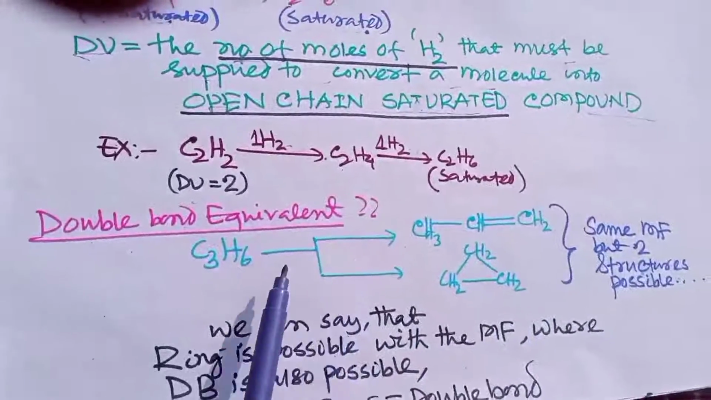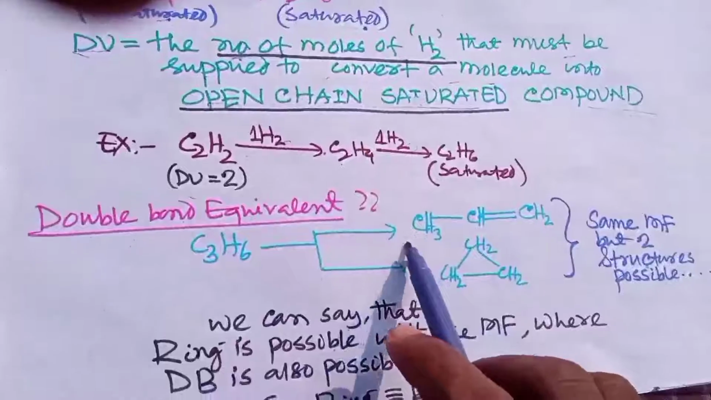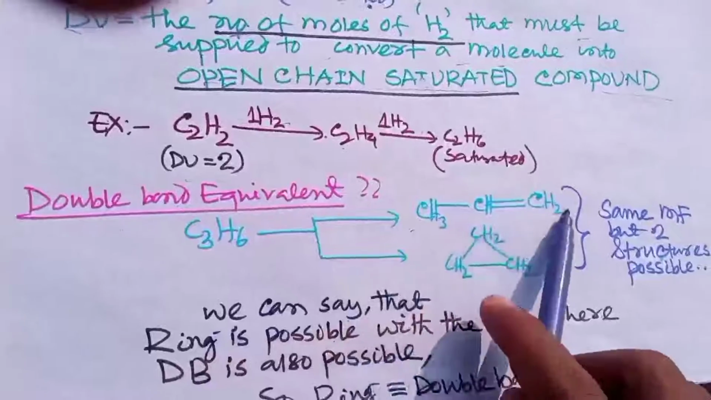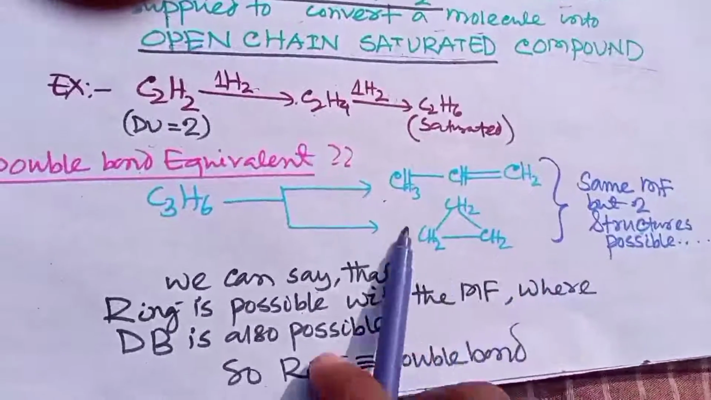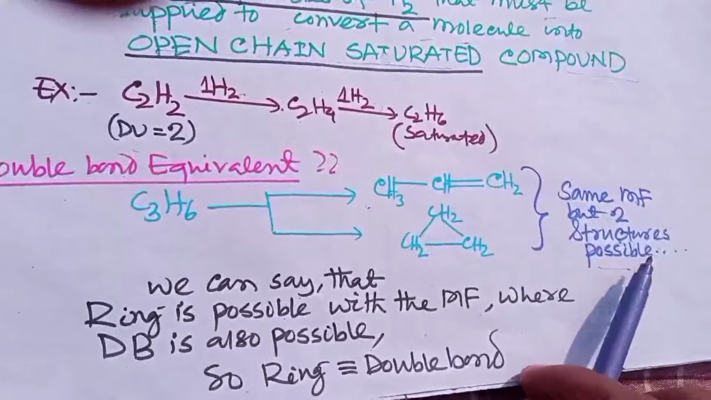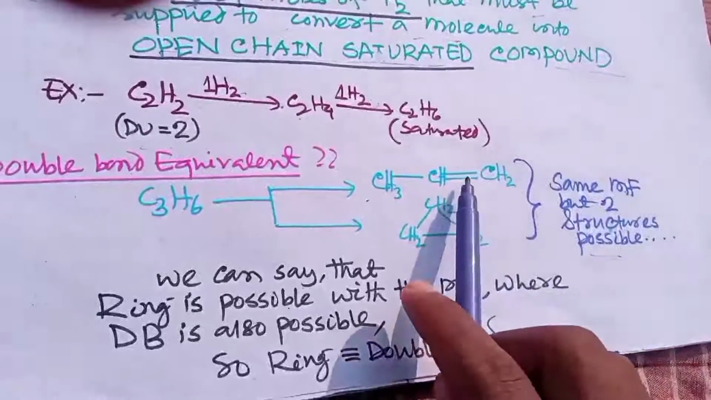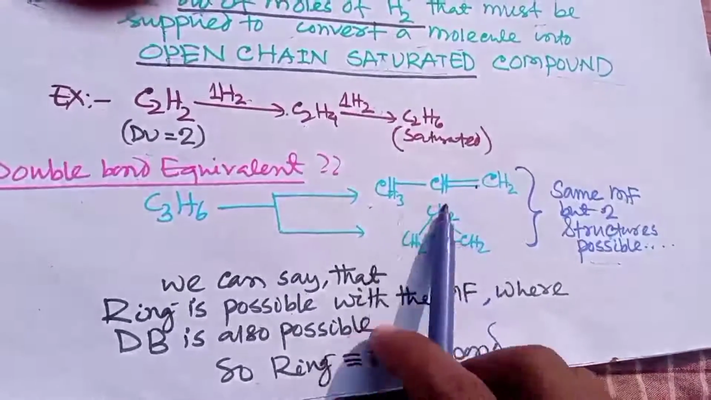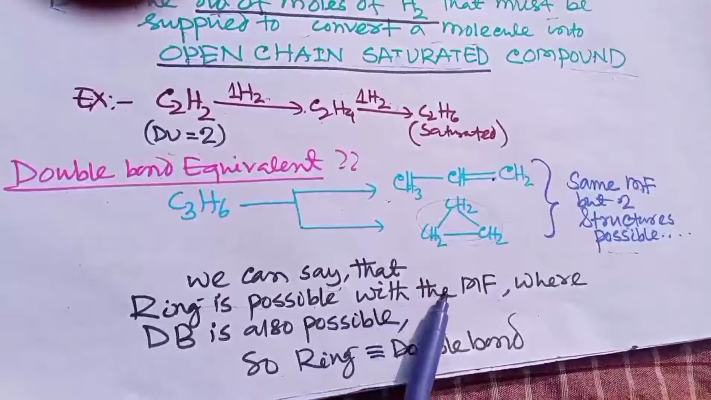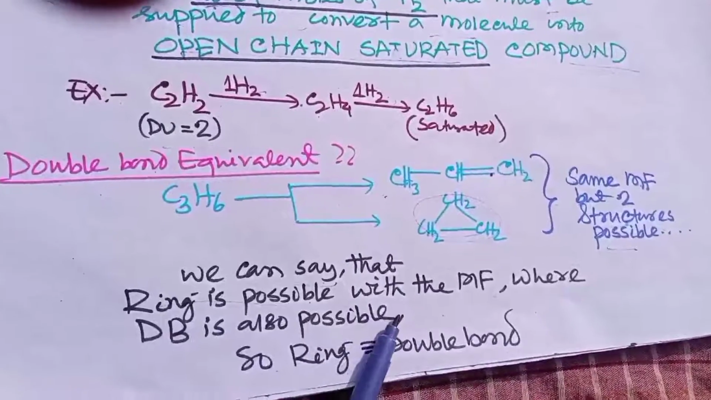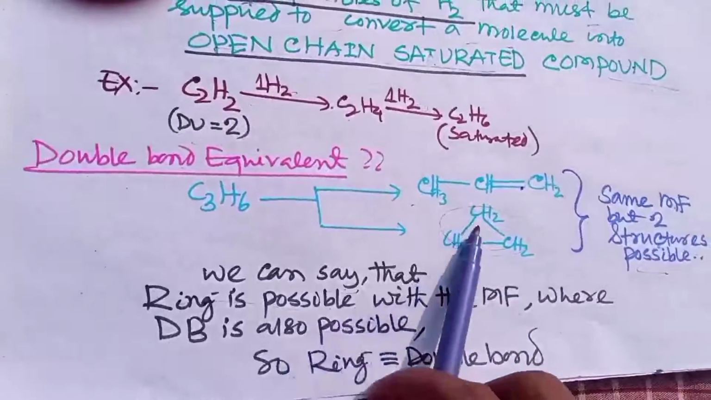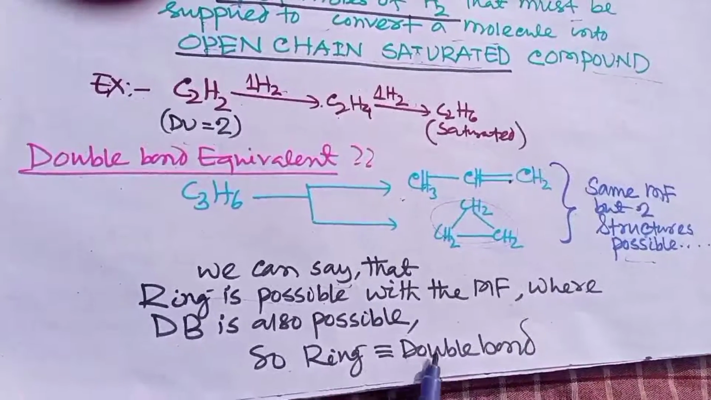Now let us understand what double bond equivalent is. Let's say I have a molecular formula C3H6. This can be either a compound like this, or it can also be a compound like this. So the same molecular formula represents two different structures. Whenever there is a double bond, there can be a ring like this also. So a ring is possible with the same molecular formula where a double bond is also possible. Whenever there is the possibility of a multiple bond, there is also the possibility of a ring. So a ring is known as the double bond equivalent.